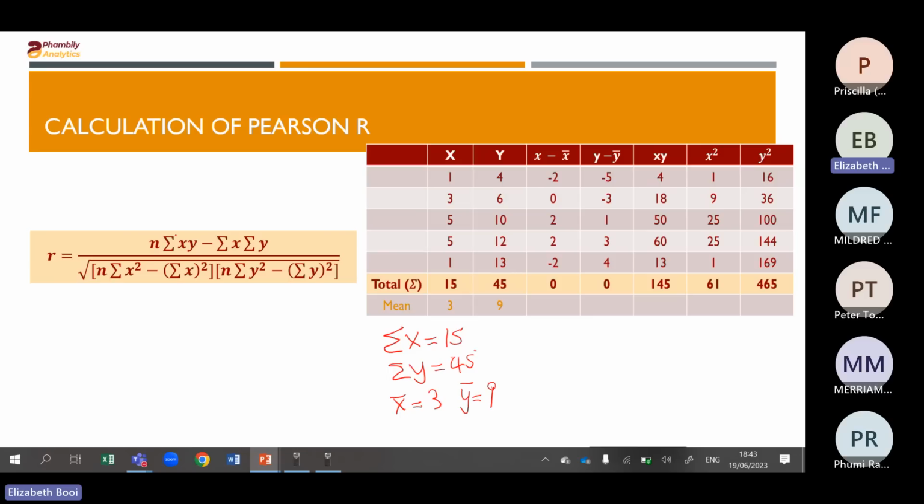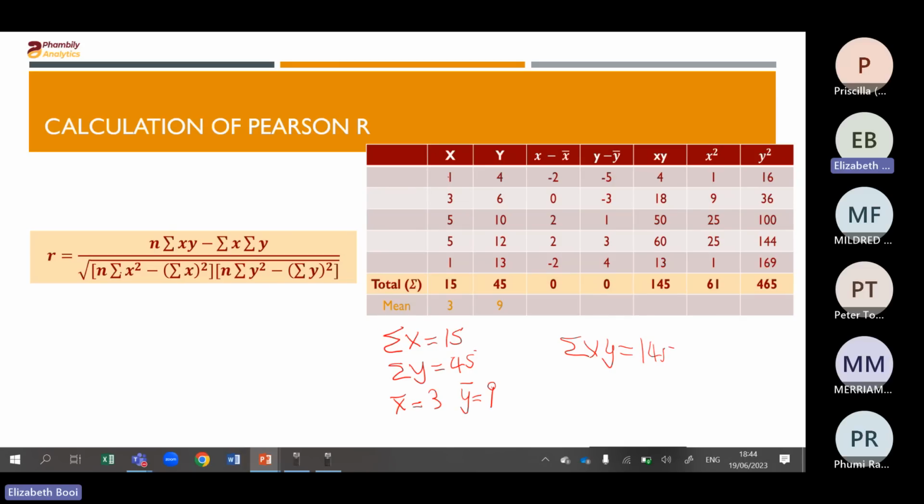So to calculate the summation of x and y is just x times y, which is 1 times 1, 1 times 4 is 4. 3 times 6 is 18. 5 times 10 is 50. And when you get to the end, you get the summation of x and y, which is 145, which is the total. The summation of x, we calculated it. The summation of y, we calculated it.